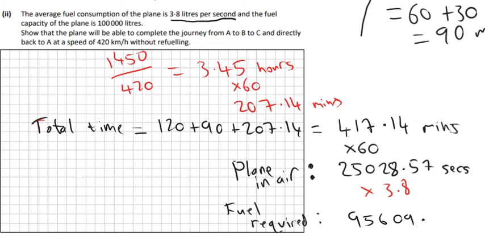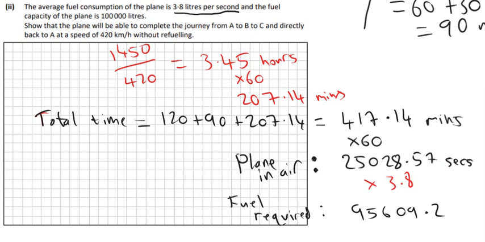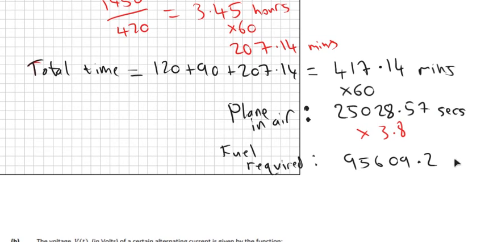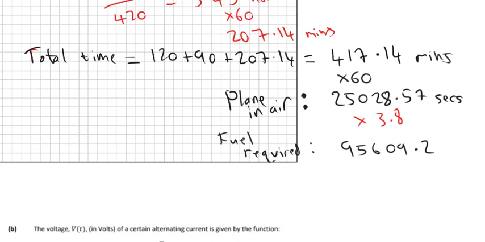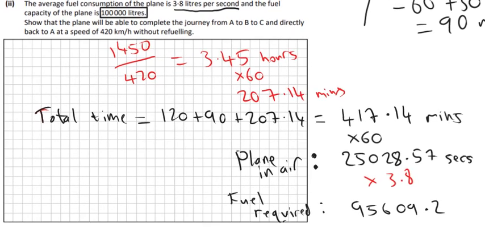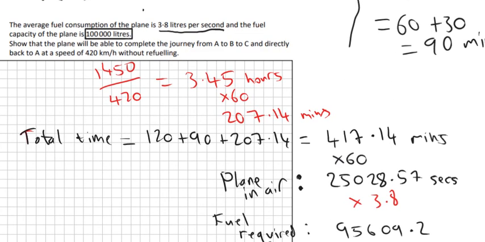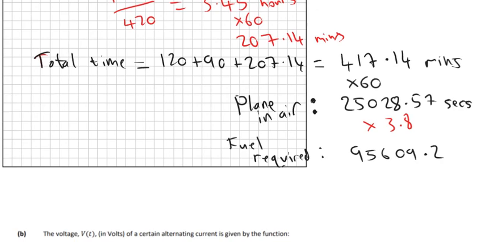Point, and it's probably about 0.2. So you'll see that is less than the 100,000 litres that the plane has. Because you can put 100,000 litres in the plane before you go, and it only uses up 95,609. So you've got 5,000 litres left over. So it does work out. You can get all the way around with that much fuel. So you've shown it.